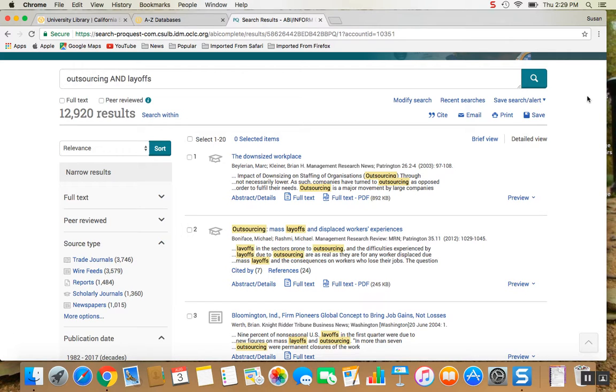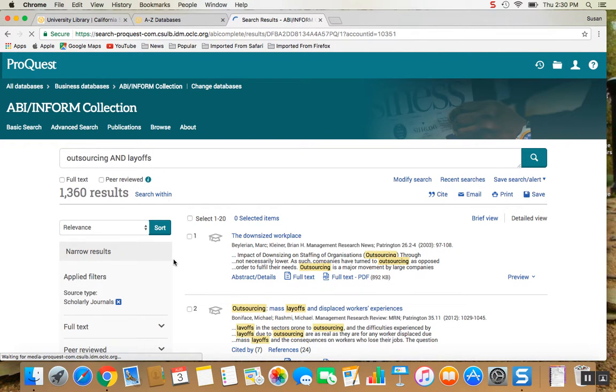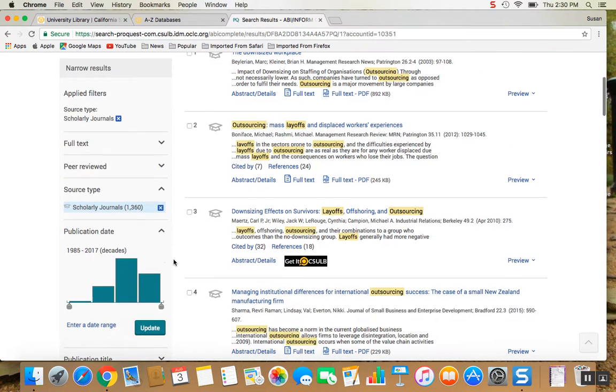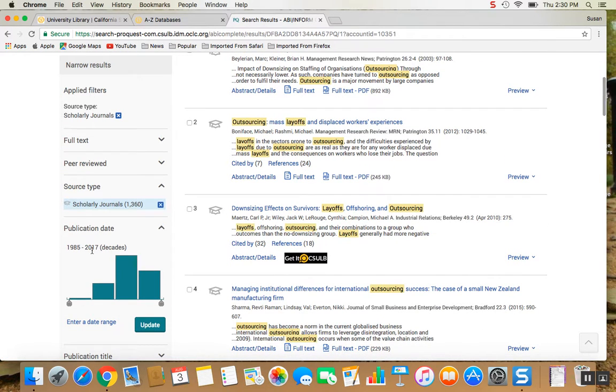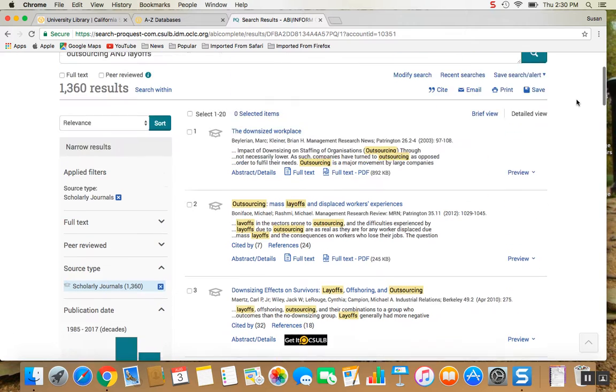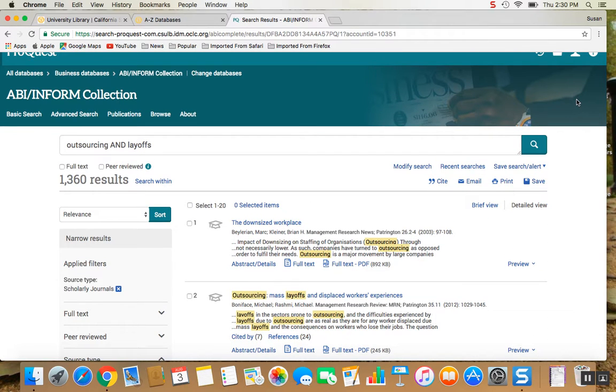And in both databases, you can also look at your list based on, okay, well, maybe I just want to look at scholarly journals, and you can click on that and you'll only get a list of scholarly journals. You can also limit it by publication date in both of the databases too. So you can really fool around and resort your result list the way you would like to read it.